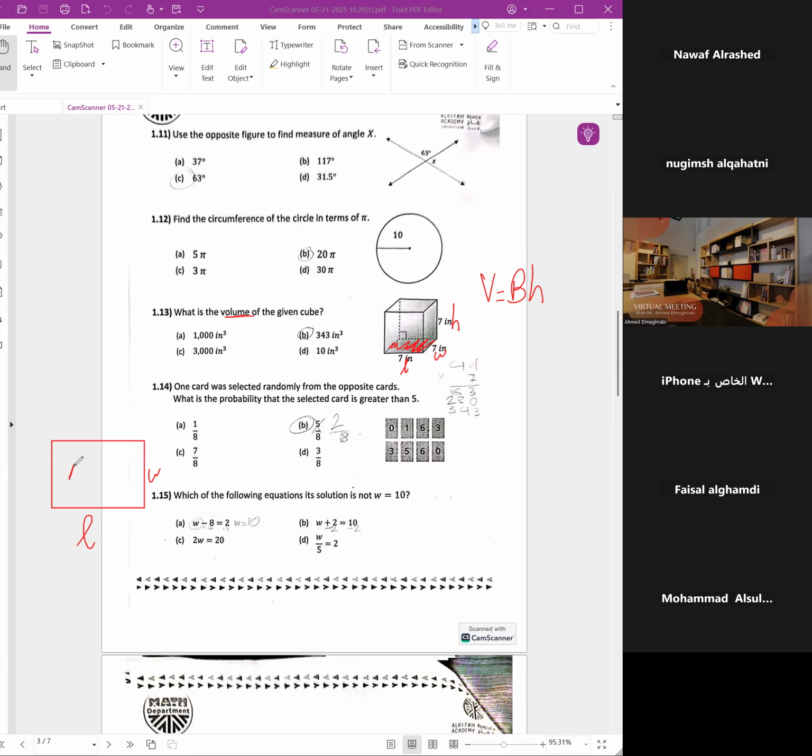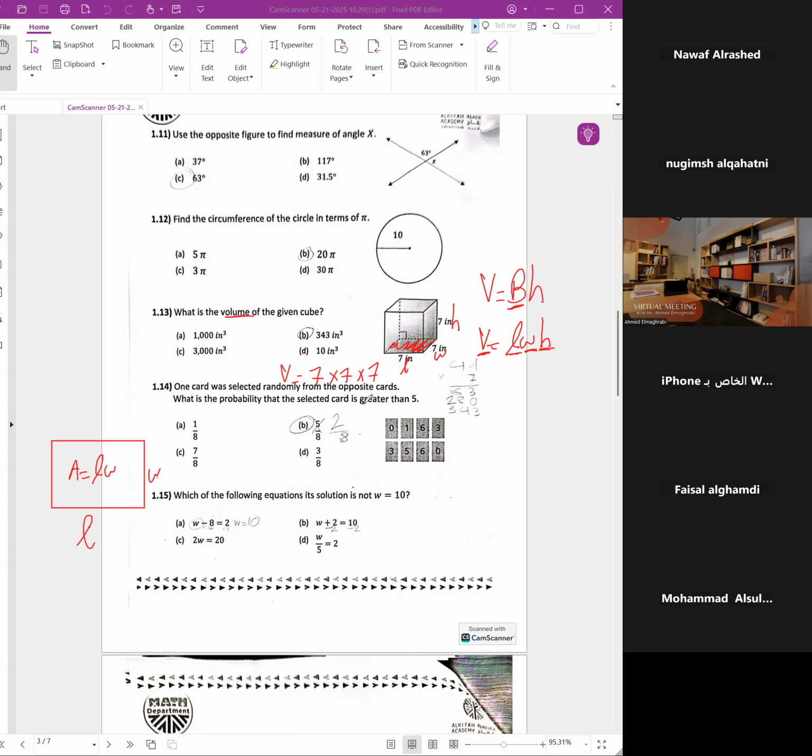How can we get the area of this rectangle? It's length by width, right? Here it's the same. We just replace the area of the base by length times width, and then we put height as it is. So now the volume equals length by width by height. We should multiply here to get the volume, 7 times 7 times 7.